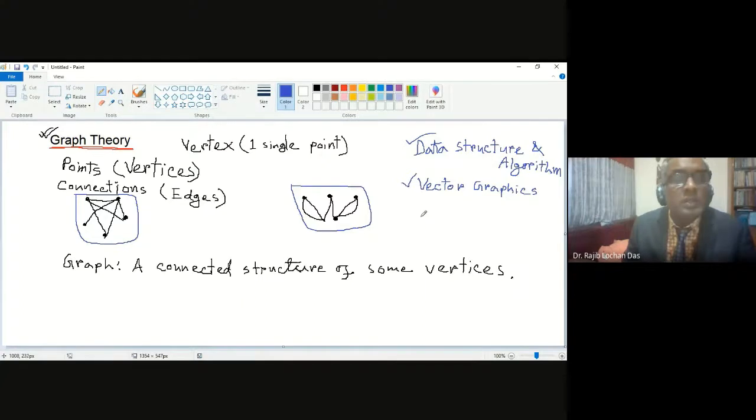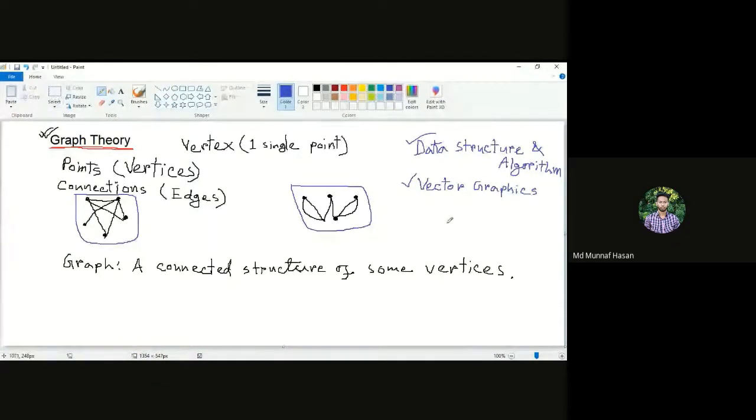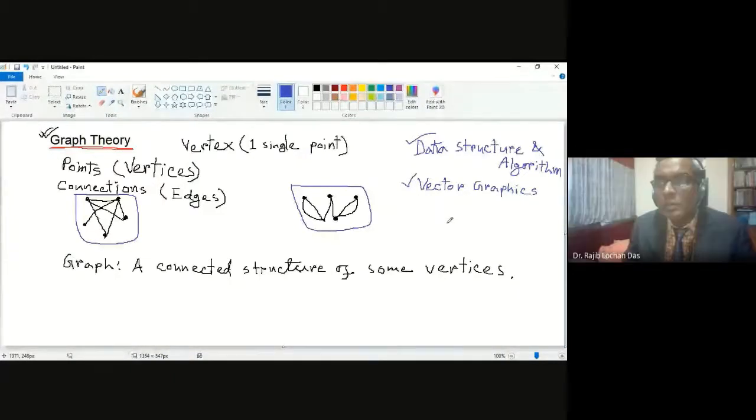Good. What about Photoshop? Is Photoshop vector graphics software? No, sir. Raster graphics. Sir, in Photoshop we can do this kind of thing. Photoshop is raster graphics, not vector graphics. Yes, correct. So Illustrator is the correct example. So you were thinking the vector graphics area may be connected with this graph theory topic. Okay. Can you think of anything else?